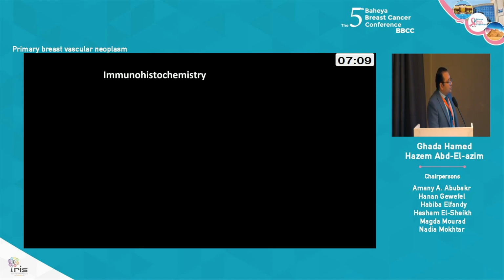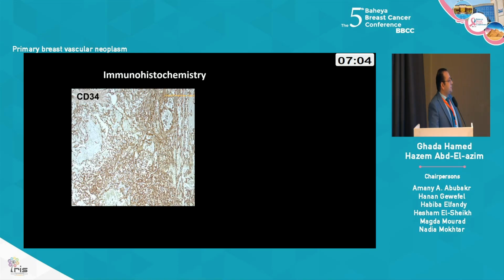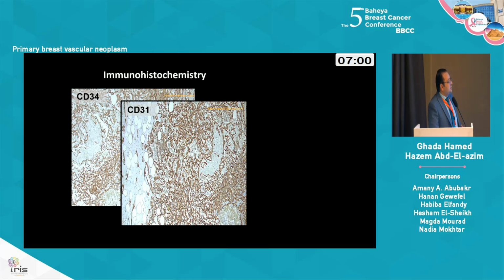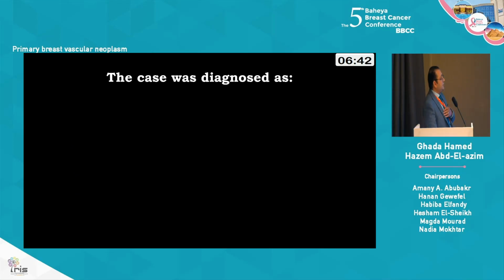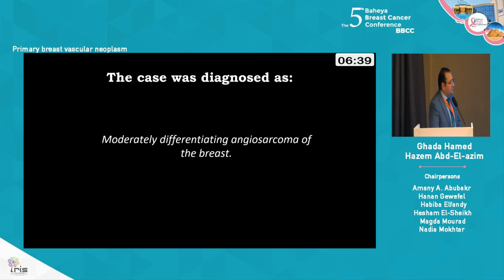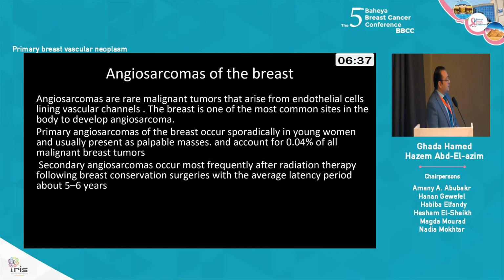We proceeded to immunohistochemistry to confirm our diagnosis of angiosarcoma. We did CD34, which was diffusely positive. CD34 may be positive in other breast lesions, so we confirmed it by CD31, specific for vascular angiosarcoma. We did a Ki-67, which was high, reaching more than 20%. The case was diagnosed as moderately differentiated angiosarcoma of the breast.